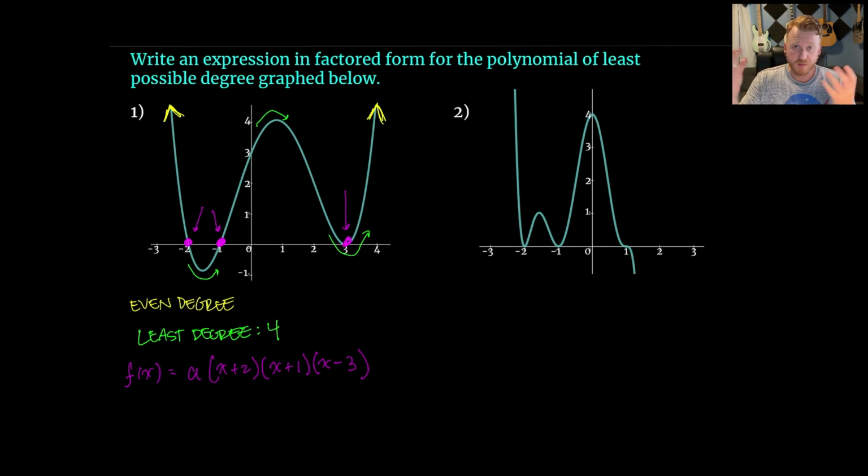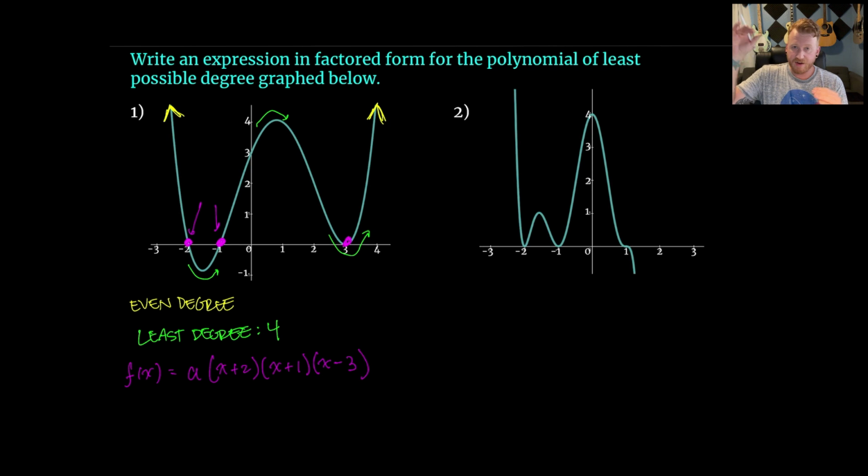Now, we need to look at the power on each one of these factors to make sure that we've got it straight here. I guess I could redraw those arrows that I just erased. At -2 and -1, it's just passing through.